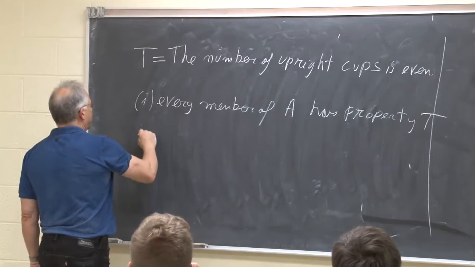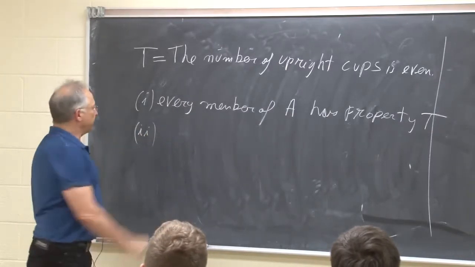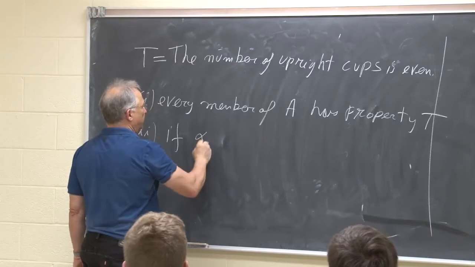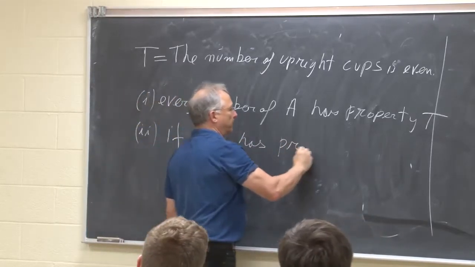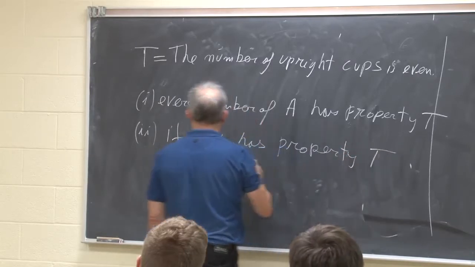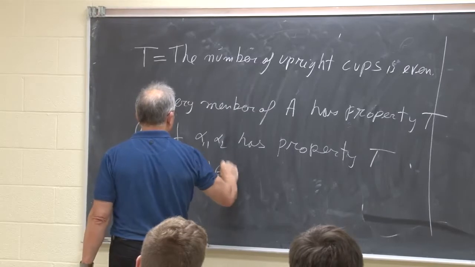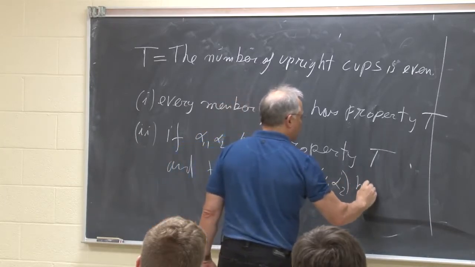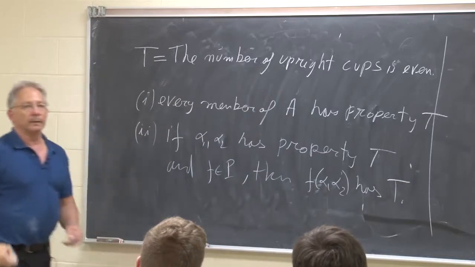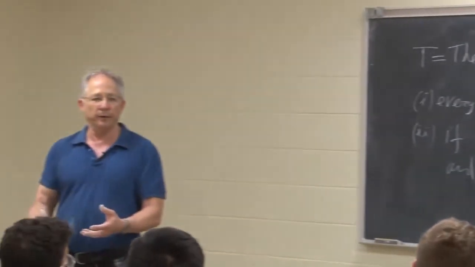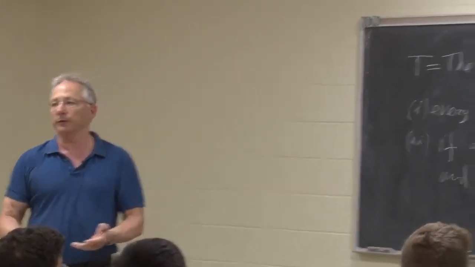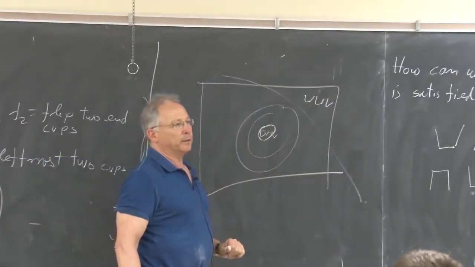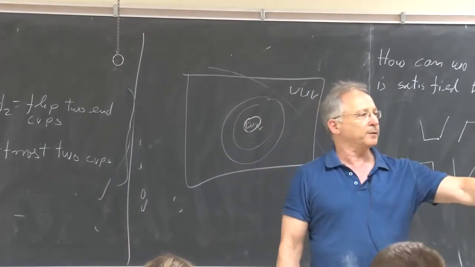And secondly, I want to show you that if some configuration, some alpha 1, alpha 2, has property T, and f is one of my operations, then f of alpha 1, alpha 2 has T. So I want to show you that when I start, I have the property, and whenever I take a step, I still have the property. Therefore, why does it show that all elements of IAP have this property? Why, if I show you these two things, do all elements of IAP have the property?